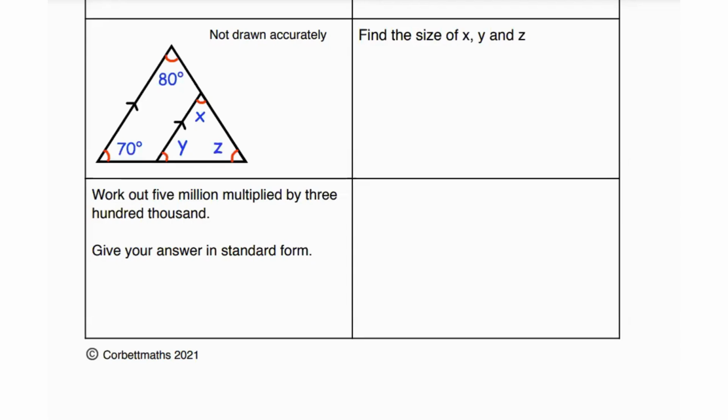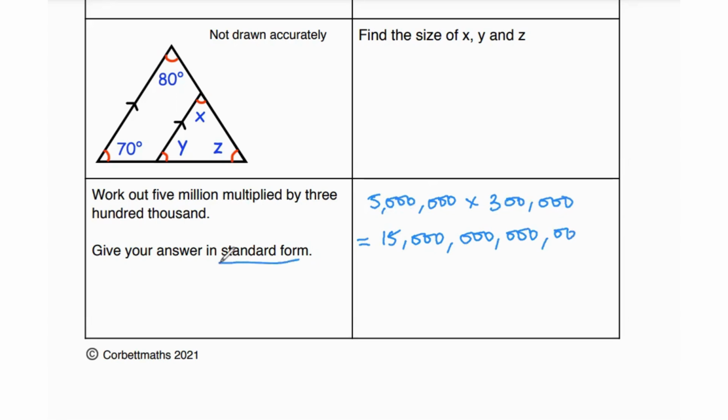Next question says, work out 5 million multiplied by 300,000, giving your answer in standard form. So 5 million is 5 with 6 zeros. And 300,000 is 3 with 5 zeros. So when you multiply this, 5 times 3 is 15. And then you write all of these zeros. So 1, 2, 3, 4, 5, 6, 7, 8, 9, 10, 11.